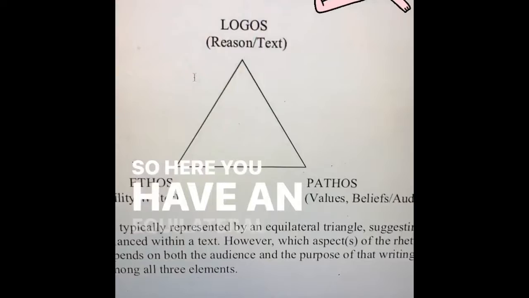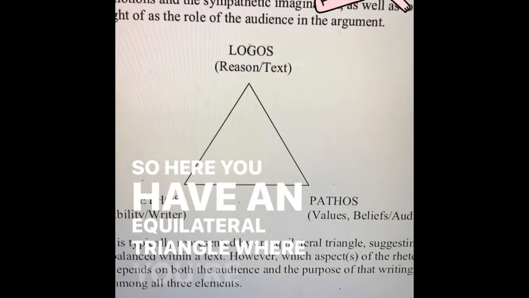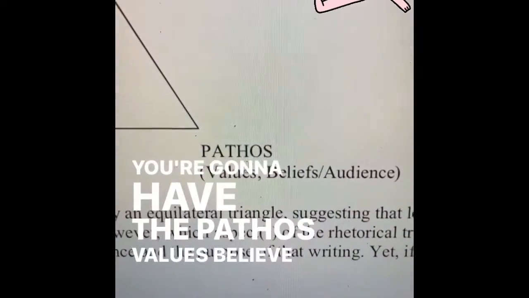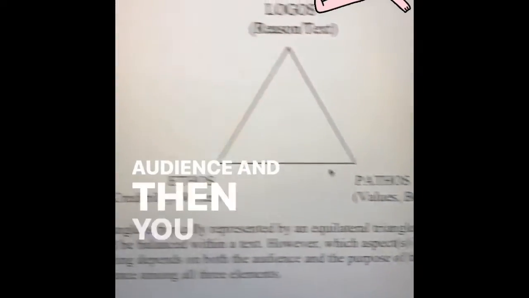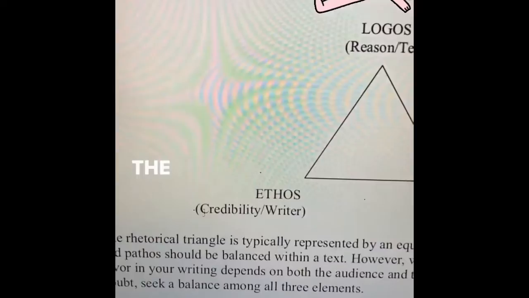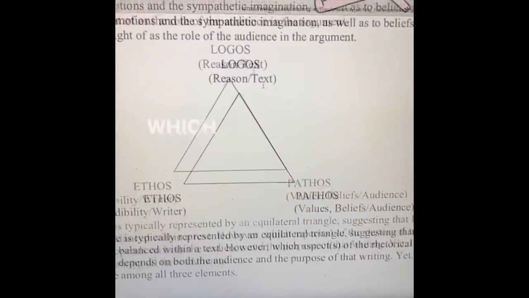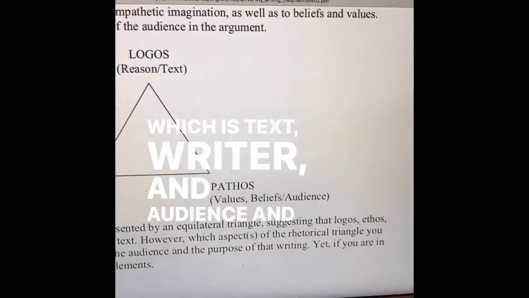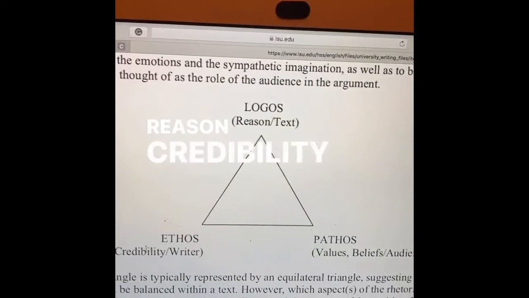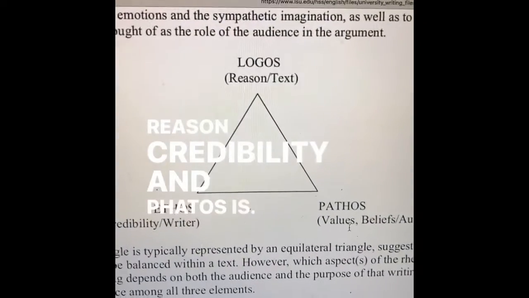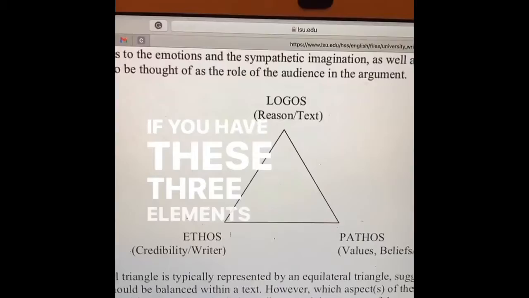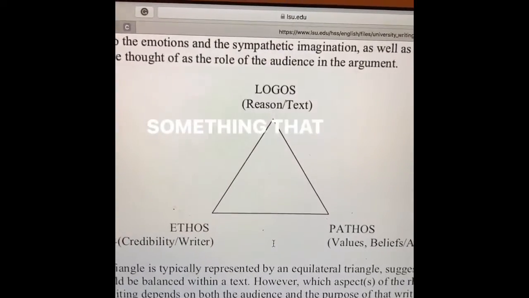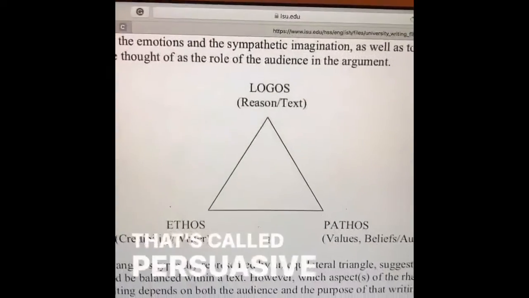So here you have an equilateral triangle where you're going to have the logos. This is the text. You're going to have the pathos, values, beliefs in the audience. And then you have ethos, which is the credibility of the writer. So as you can see here, you have the three, which is text, writer, and audience. And then logos is the reason, ethos is credibility, and pathos is values. If you're reading something that does have these three elements, it's persuasive.